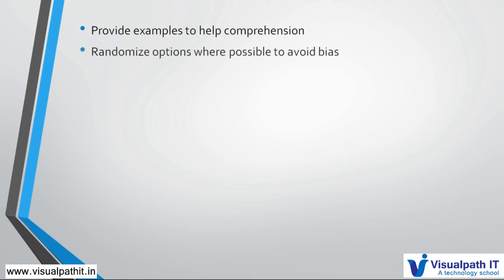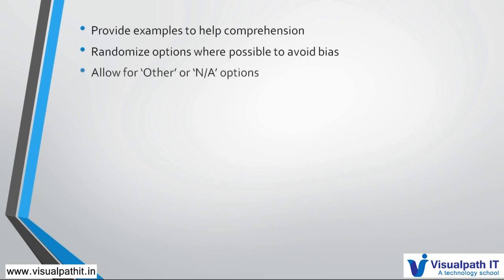Next, randomize options where possible to avoid bias. Where you are asking participants to select from a list or from a grid, it's often a good idea to randomize the order of the list in order to reduce bias. However, if the list has a useful order such as numerical or alphabetical, then you obviously should not randomize it.